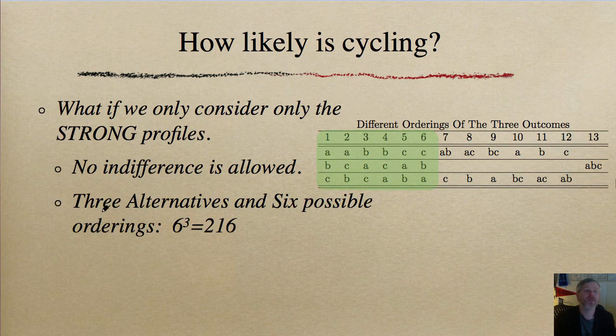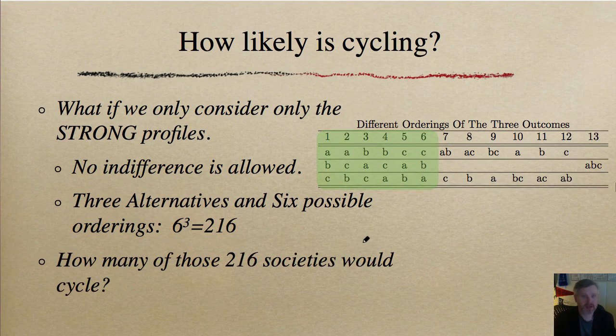So for 3 alternatives, we have A, B, and C, and there are 6 possible preference orderings. 1, 2, 3, 4, 5, 6. So those are the different ways that you can have strict preferences over 3 alternatives. So 6 possible orderings with 3 people means there are 216 possible societies here. All right. So how many of those 216 societies would cycle?